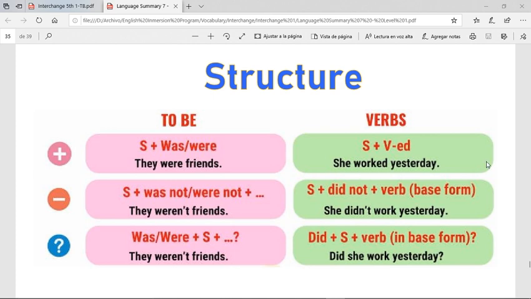And for the questions, it's like some other normal questions. It's just that we start with did, always start with did. Then we have the subject and the verb in the base form. Why? Again, because we have the did. That is already the past of do. We don't need to be redundant. So it's did she work yesterday? Did you do your homework?